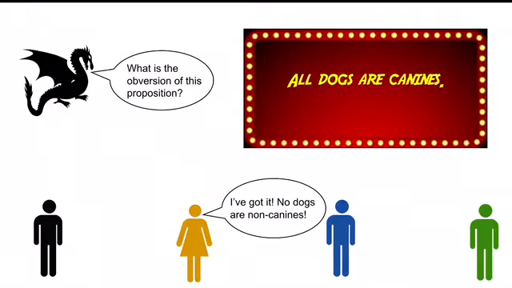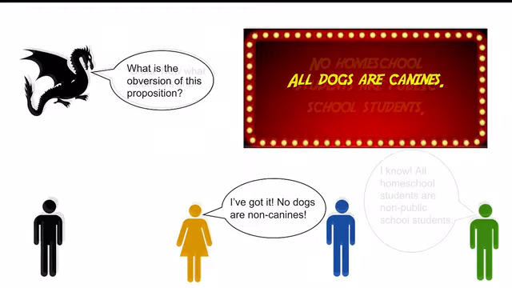And so he puts up a statement, all dogs are canines, and says, what is the obversion of this proposition? And the girl in gold says, I've got it. No dogs are non-canines. Right? She's changed it from an affirmative to a negative, and then she's changed canines to non-canines.